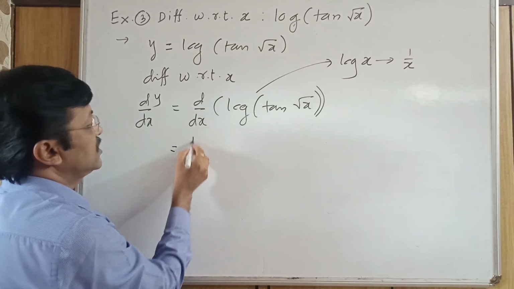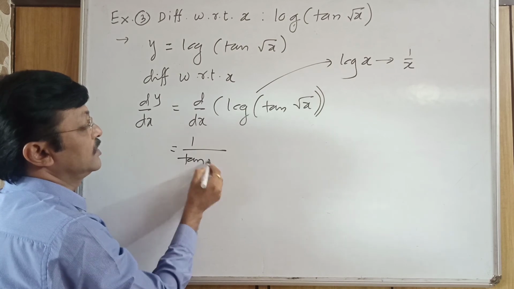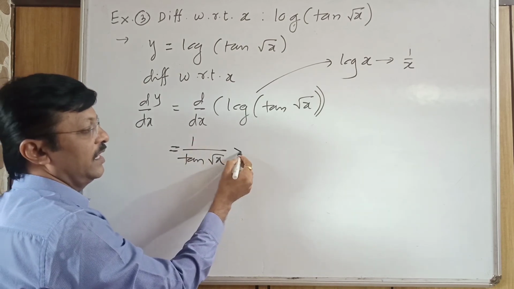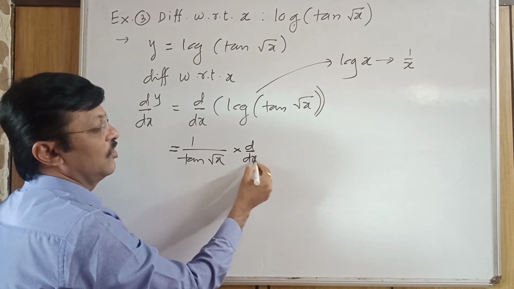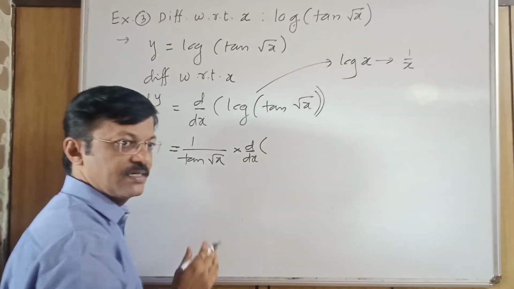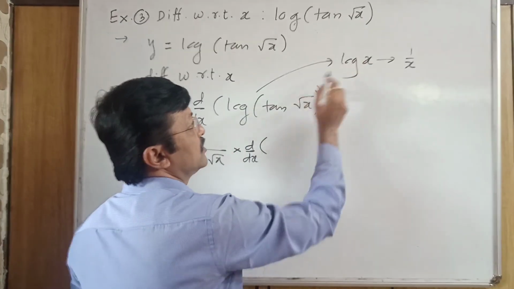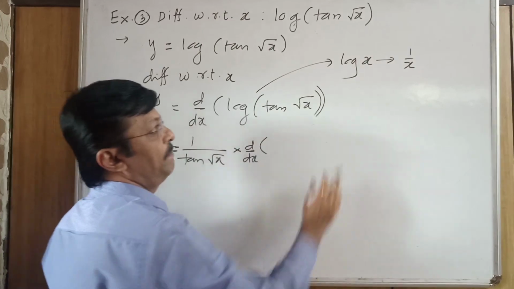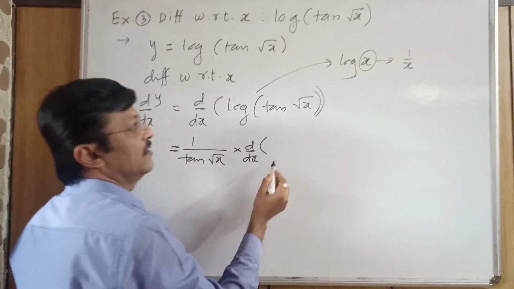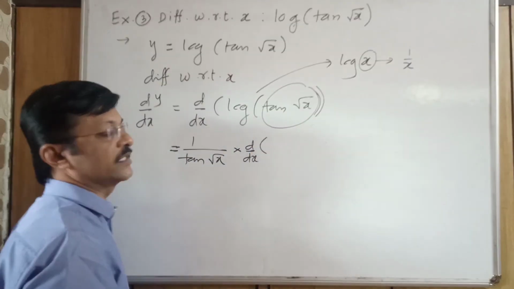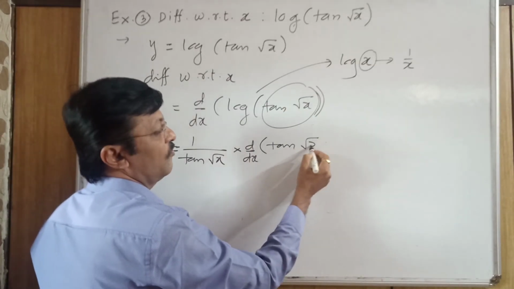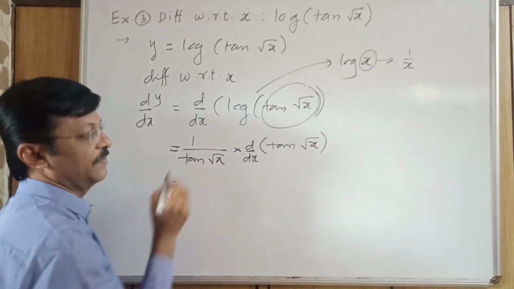So our first answer is 1 upon tan of root x. First part of the answer, 1 upon tan of root x, and then multiplied by d by dx of what was the replacement of x when we compared the two functions, log of tan of root x compared with log x, and we know it's x replaced by tan of root x. So replacement of x's derivative is d by dx of tan of root x. Now the first step is over.